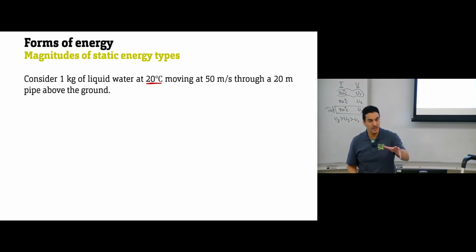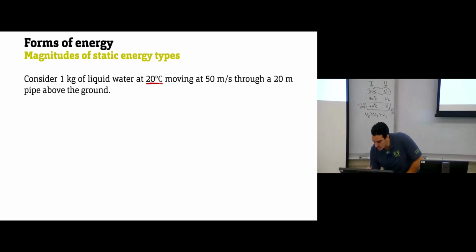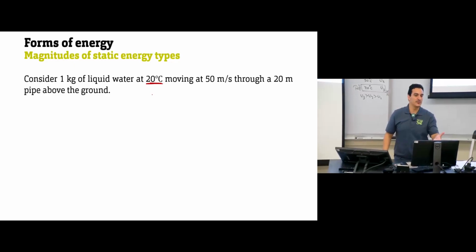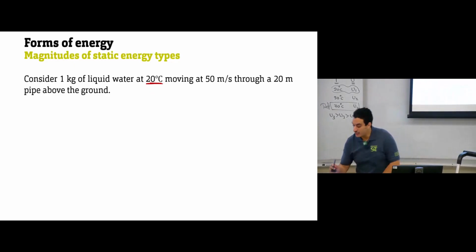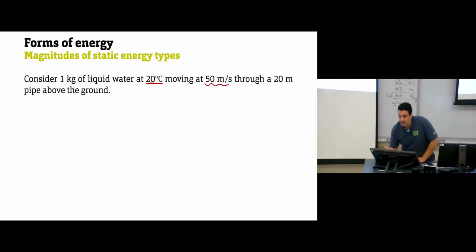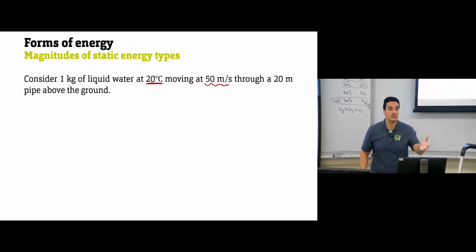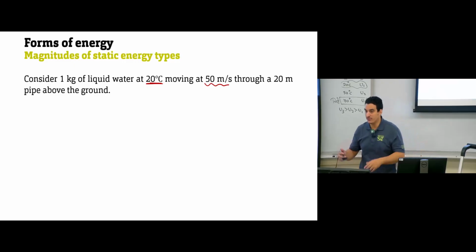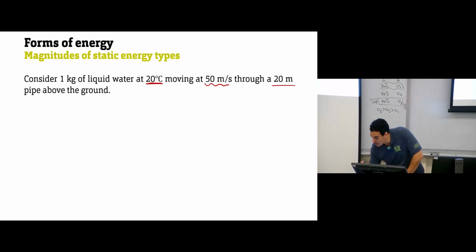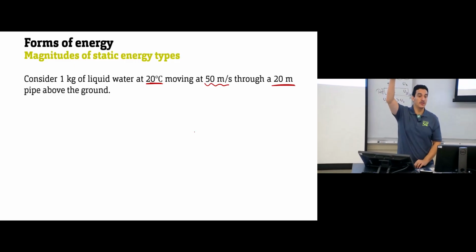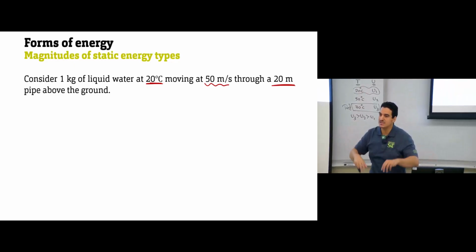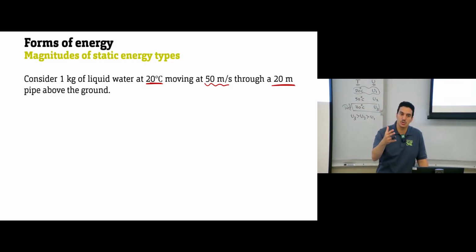So again, we have water here. The temperature is low. 20 degrees Celsius is relatively low, right? But this is moving at 50 meters per second. We have very high velocity. 50 meters per second is a lot. This is for sure turbulent, okay? We have randomness in the flow. And 20 meters above the ground, this is a high elevation as well. Just look at these numbers. So the temperature is low.